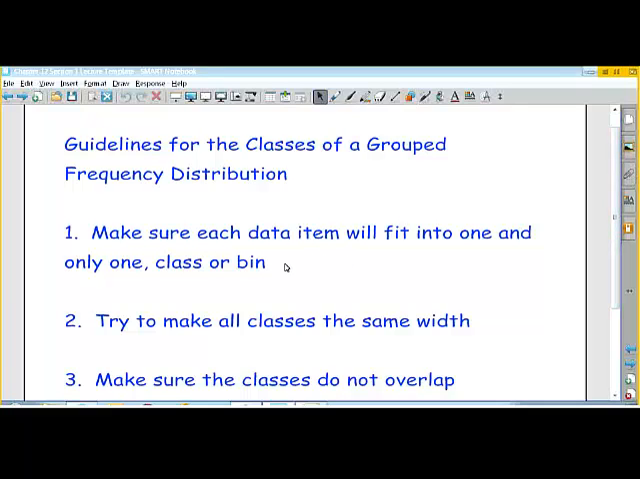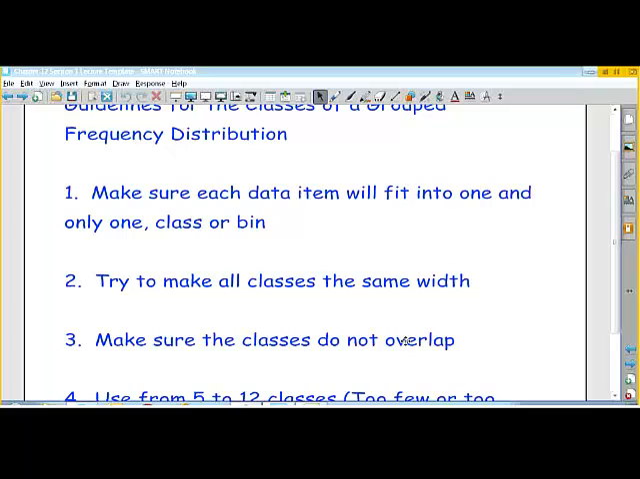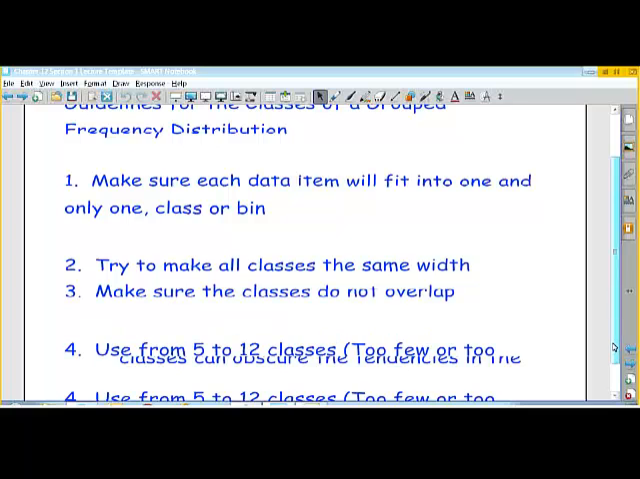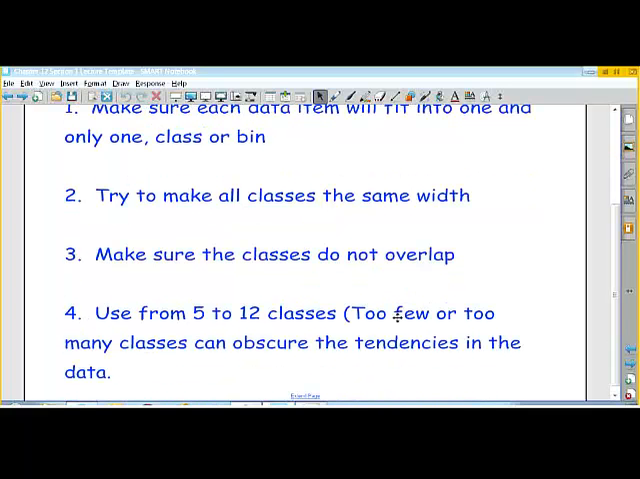So let me just go through these. Make sure each data item fits into one and only one class or bin. Try to make all classes the same width. Make sure the classes do not overlap, meaning that you can't put the thing in either one or the other. It has to go in one slot, it can't go in two slots. And typically you make it so that it has 5 to 12 classes.